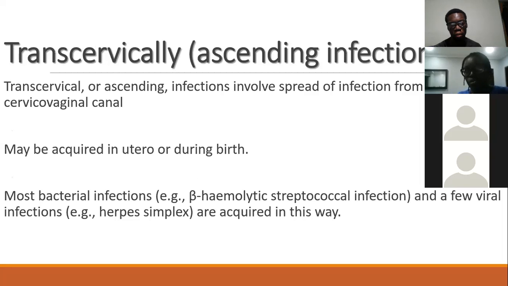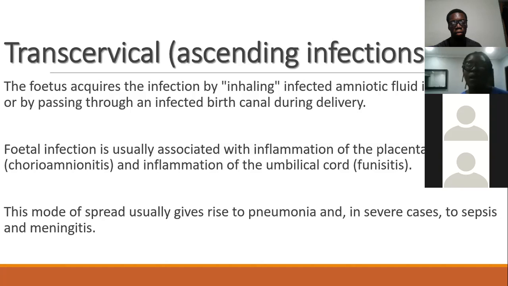It gets to the cervix and then gets into the uterus, affects the amnion and the membranes, and then enters and affects the baby. So this can be acquired either whilst in the womb or during the birth process. A lot of bacterial infections are acquired this way. Usually the fetus can acquire the infection by inhaling or swallowing infected amniotic fluid. And this inhalation can cause pneumonia.